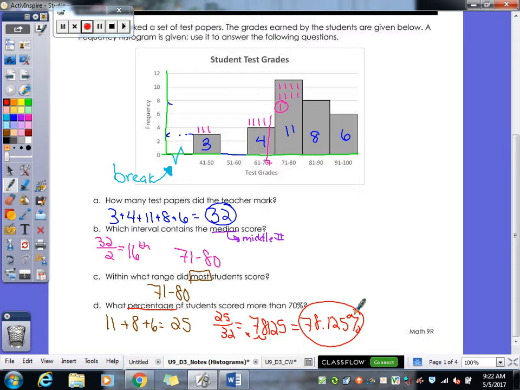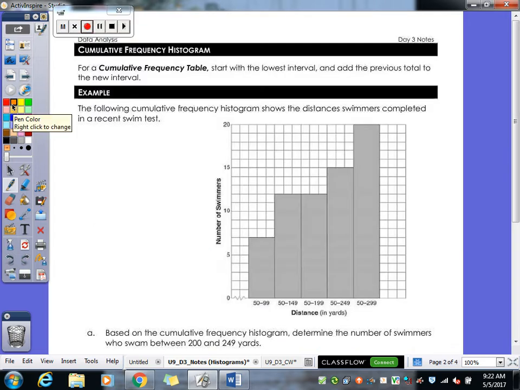So our next kind of histogram, though, is our cumulative frequency histogram. Now this is different because a cumulative frequency histogram starts with the lowest interval and adds the previous total to it. So what ends up happening is, for example, you've heard the word cumulative before.